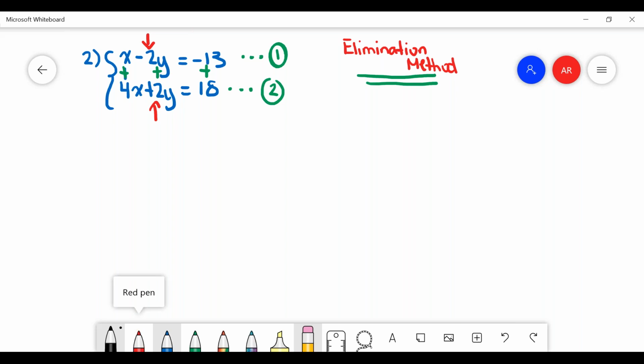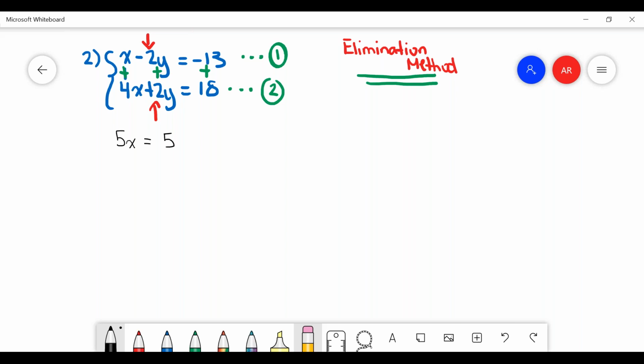So adding these two equations, we have x plus 4x, which is simply 5x. We have minus 2y plus 2y, which is just 0. The y variables cancel out, so we're just left with nothing in terms of y, which makes it really easy to solve for x. Then looking at the right side, the constants, we have negative 13 plus 18. Negative 13 plus 18 is positive 5. So this is what we have so far by just eliminating the y variables.